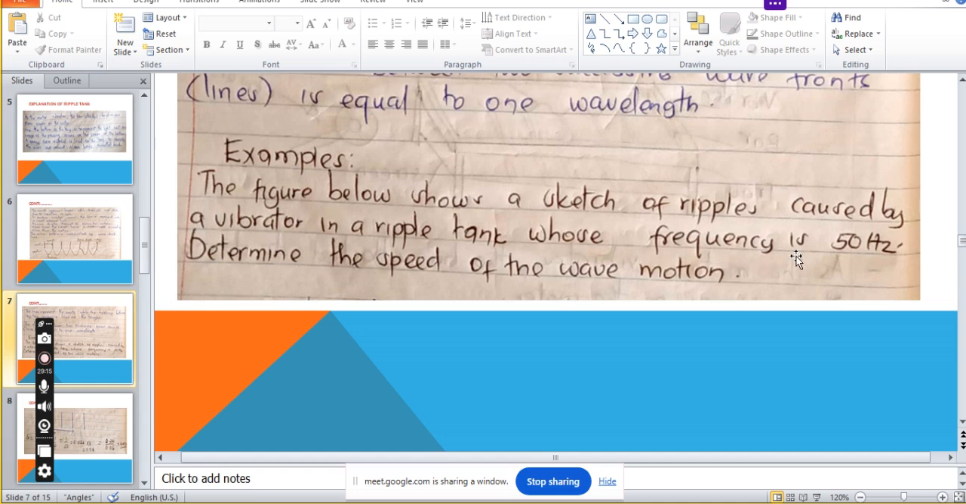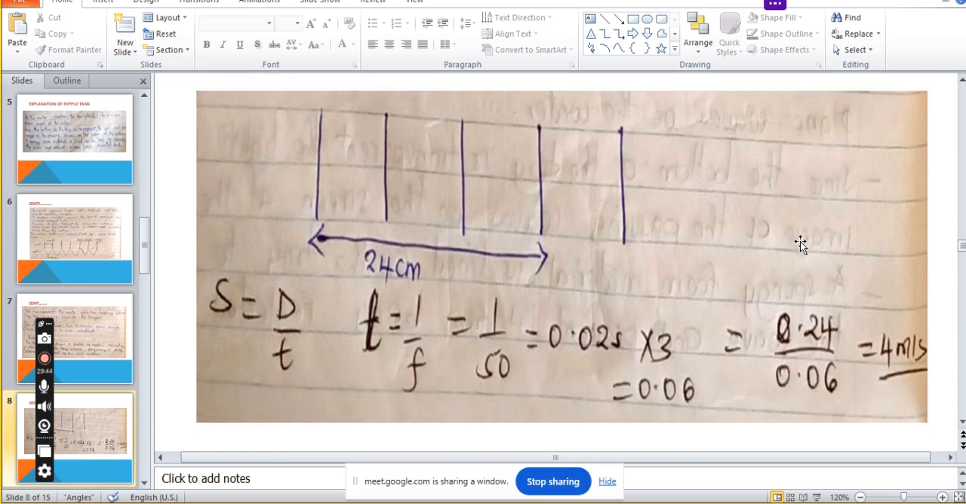Now, Diana, we have the frequency to be 50 Hertz. Can you calculate for us the time? What is the time if frequency is 50? Quickly. 0.02. How did you get it? I have taken 1 divided by 50. Good. 1 divided by 50, 0.02.